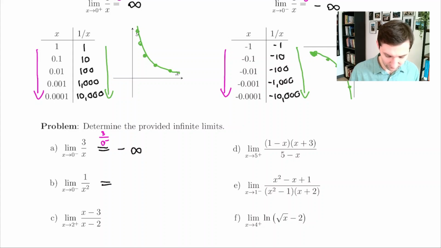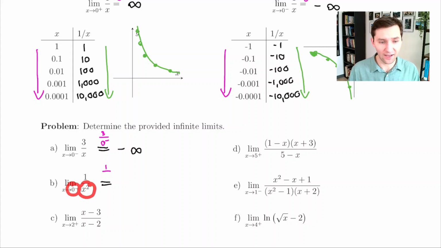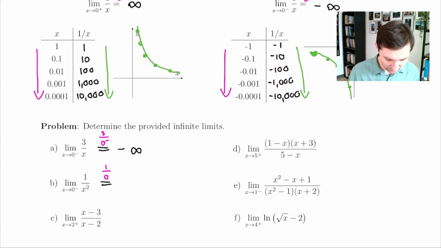In the second example, the numerator is always 1. The denominator, as x's get closer and closer to 0 from the left, x squared will also get tiny and tiny, but the square will get rid of the minus. So even though I'm plugging in x's that are close to 0 from the left, such as negative 0.001, that negative will disappear because of the square, which means I will have numbers that get closer and closer to 0 in the denominator but are positive. This gives me positive infinity.